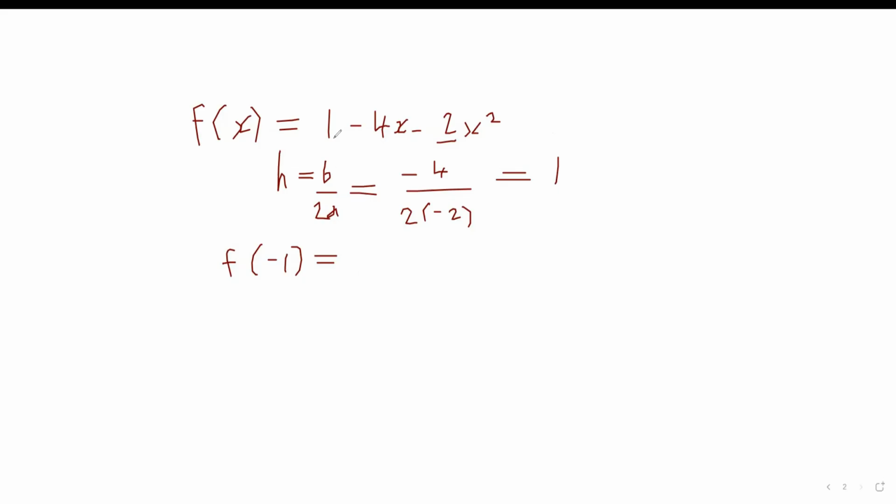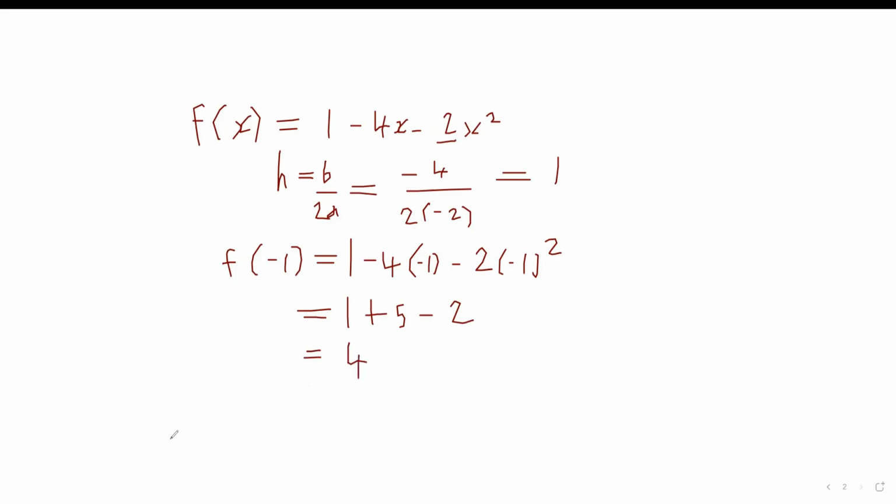All right, so find f of minus 1. Plug x as minus 1 right here, minus 4 times minus 1, and then minus 2 times minus 1 all squared. That's going to be equal to 1 minus minus 4 becomes 1 plus 4. And then we have minus 1 squared is 1. 1 times minus 2 is minus 2. So 1 plus 4 is 5, and 5 minus 2 is 3.